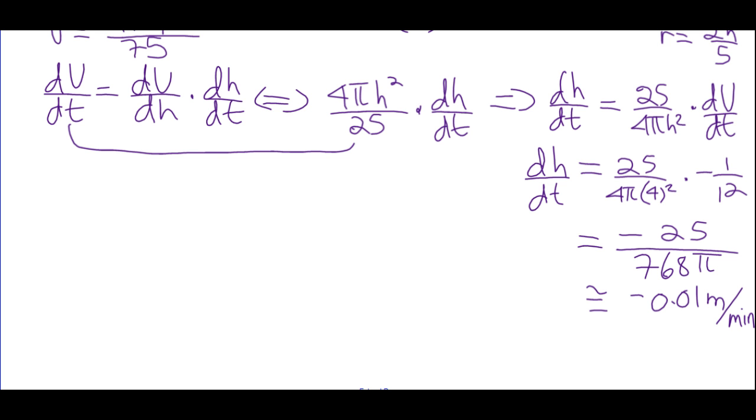And if we actually let you have short access to a calculator, it'd be negative 0.01 meters per minute. So the rate of change of height, when it is 4 meters tall, is going down by 0.01 meters per minute, or 1 centimeter per minute. Okay, so not a huge rate of change of height.